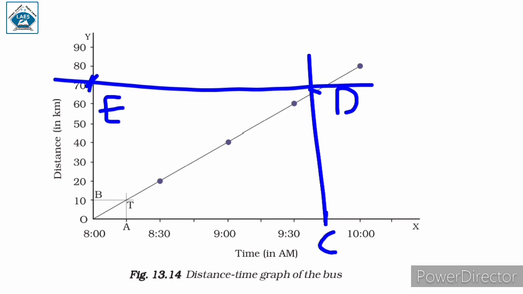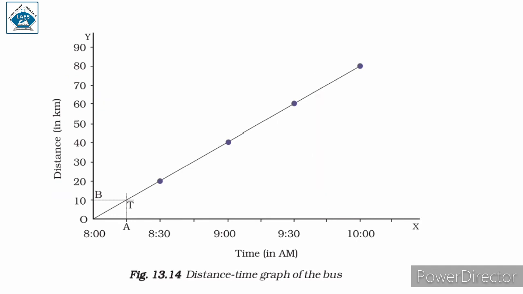In the previous case, the distance OB was the distance travelled by the bus at 8:15 a.m. Here at 9:45 a.m. the distance travelled by the bus will be equal to 70 km, as we can see from the distance time graph. So the answer is yes. From the distance time graph, we can find the distance moved or travelled by the bus at any instant time.